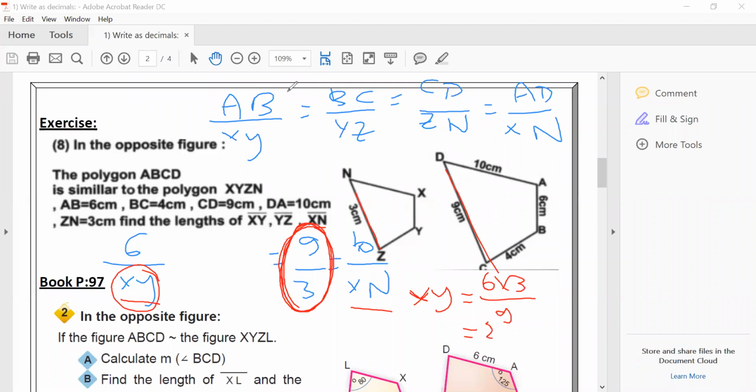It will be equal to 2 centimeters. So I got XY how? By cross multiplication. 6 times 3 divided by 9. Why do I use 9 over 3? Because for the rest, there is no number here. If I took 10 over XN, which cross multiplication with which one? So XY will be 6 times XN divided by 10. Then you have 2 unknowns, so you couldn't get it unless you have one proportional side completed.